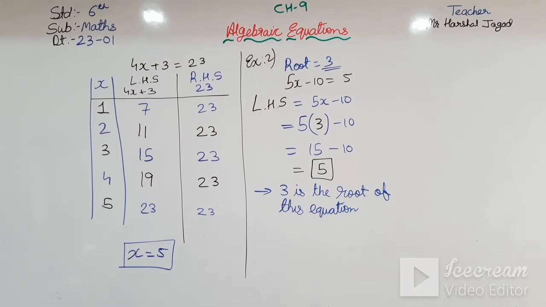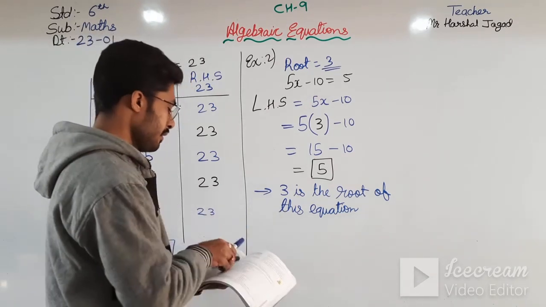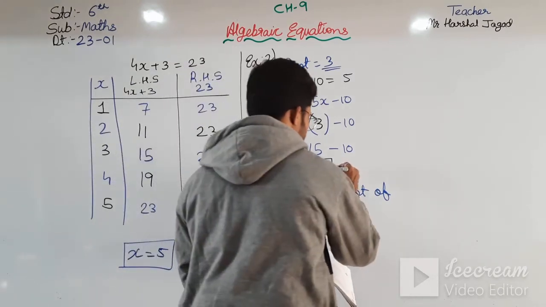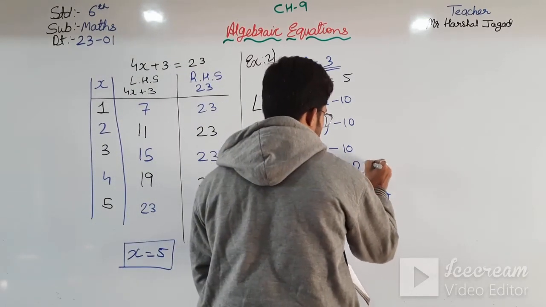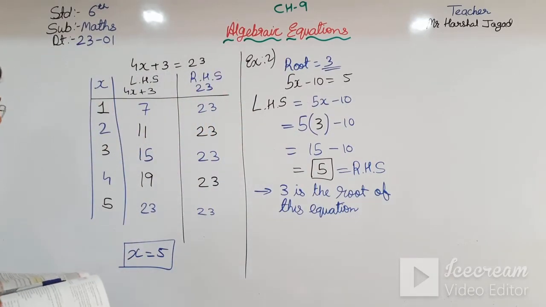And here, sorry, I forgot to write that 5 is equal to RHS. Okay, 5 is equal to RHS.